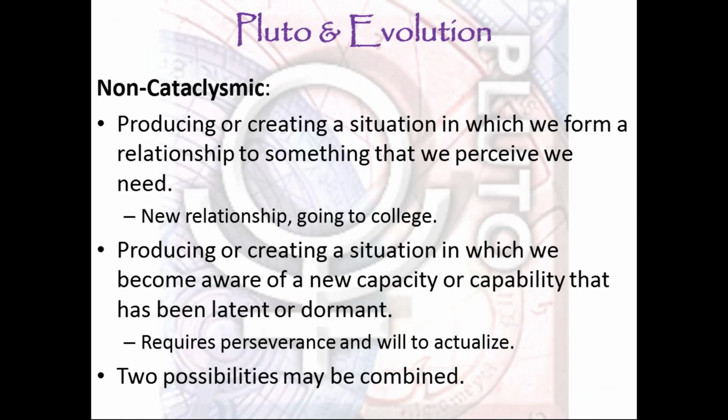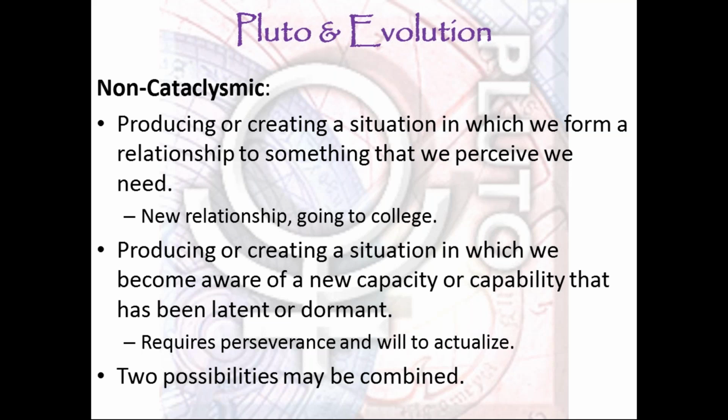So generically, there are basically 4 types of evolution with Pluto. 2 are non-cataclysmic, 2 are cataclysmic, and they can blend together in various degrees and circumstances. 2 of the non-cataclysmic, producing or creating a situation in which we form a relationship to something we perceive that we need. This is the basics with intimate relationships or even friendships.